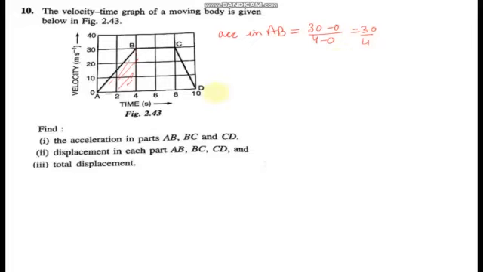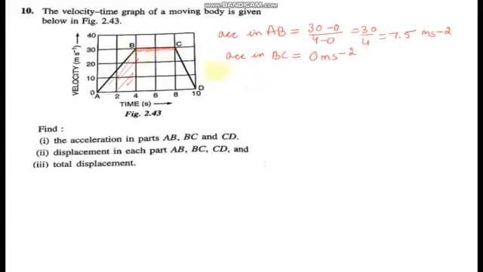Is it clear? Next comes, it will be equal to 7.5. We have to write the unit also, meter per second square. What is the acceleration in BC? Acceleration in BC is the slope of BC. We know that whenever a line is parallel to the x-axis, its slope is 0. If its slope is 0, that means acceleration will also be 0. In a velocity time graph, if the slope is 0, that means acceleration is 0.